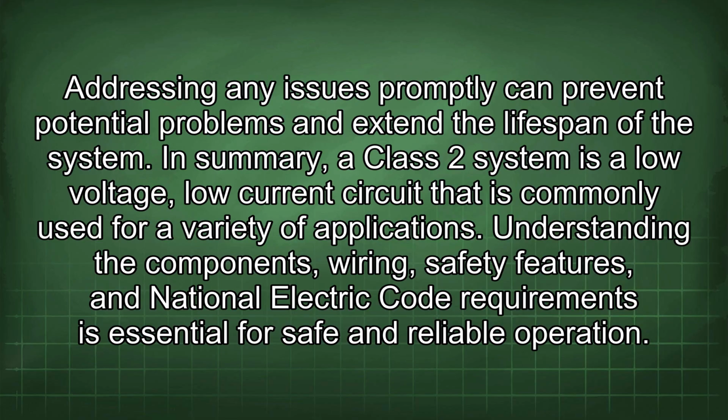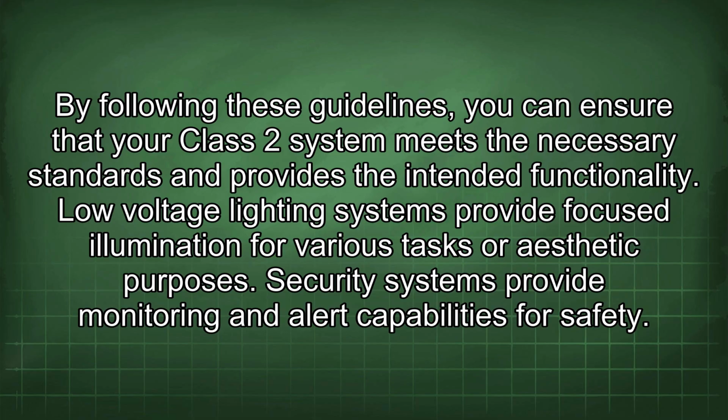In summary, a Class 2 system is a low-voltage, low-current circuit that is commonly used for a variety of applications. Understanding the components, wiring, safety features, and National Electric Code requirements is essential for safe and reliable operation. By following these guidelines, you can ensure that your Class 2 system meets the necessary standards and provides the intended functionality. Low-voltage lighting systems provide focused illumination for various tasks or aesthetic purposes.